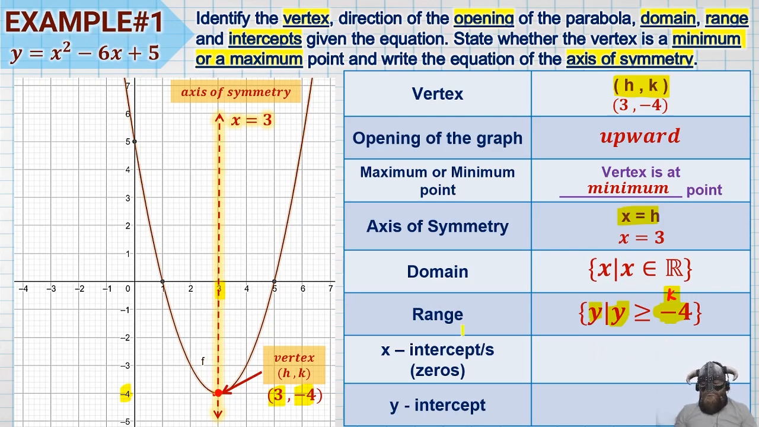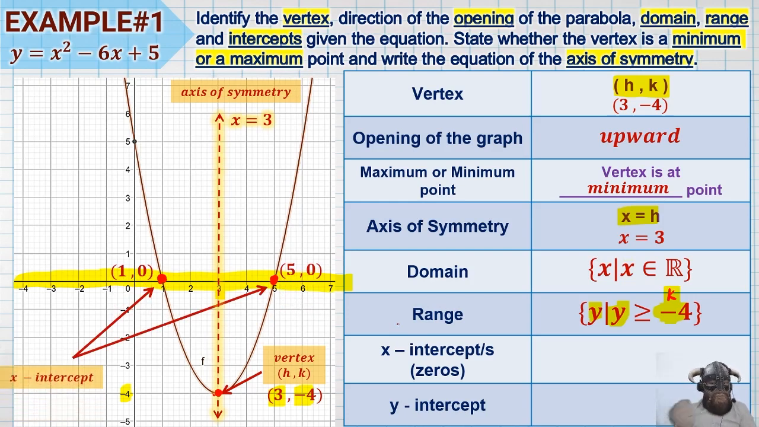Next, we just need to identify the x-intercept. Kung tignan nyo yung parabola, saan siya tumama dito sa ating x-axis? Dito, sa may 1, tsaka dito sa may 5. So, ganun lang kadali. Those points will be having the coordinates (1, 0) and (5, 0). As you can see, the coordinates will be having y values that is equal to 0, and you just need to get the x value. Therefore, our x-intercept will just be 1 and positive 5.